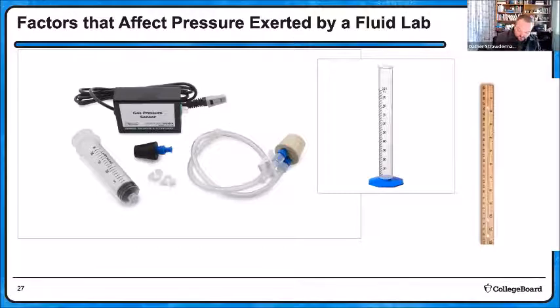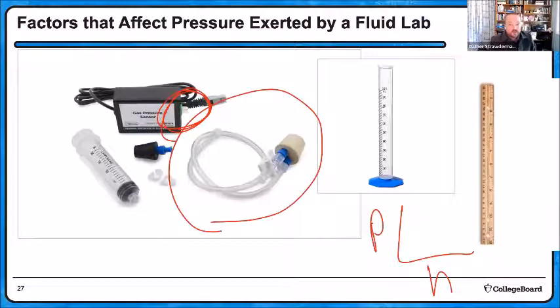And you're just going to do the pressure versus depth lab. You're going to measure the depth using your ruler. Your graduated cylinder is not going to give you depth, but the ruler is going to give you depth.